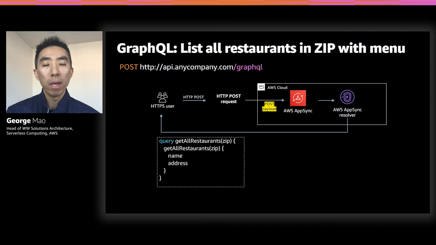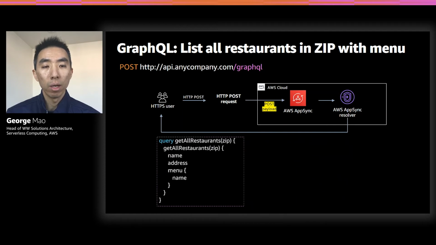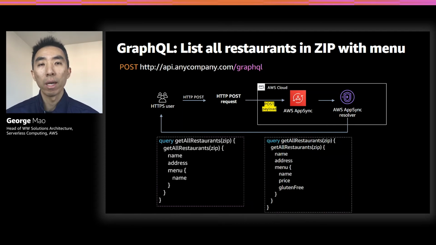If I wanted to include the menu option here, so if I'm interested in all restaurants in a zip code and their menus, as a client, the only thing I have to change is include the menu attributes in my query. So as you can see here, I'm including a new field called menu. And then I want the names of the menu items. If I also wanted more information about the menu, for example, I want the name, the price, and whether or not the menu item is gluten-free, as a client, I simply have to include that in my query. And then my backend GraphQL API would understand what I want and provide the specific results back to my client.